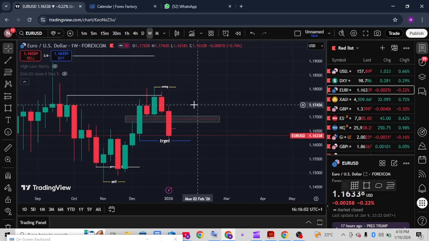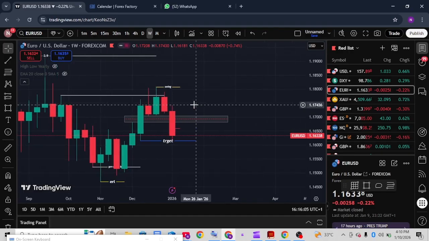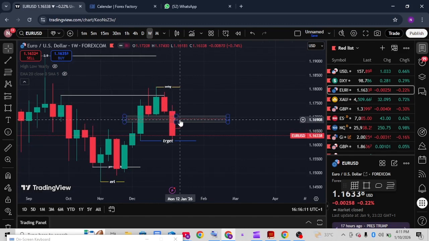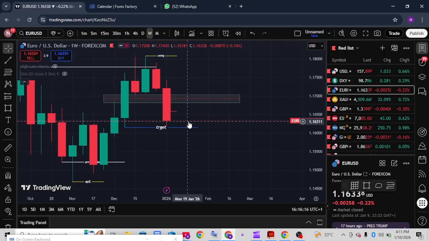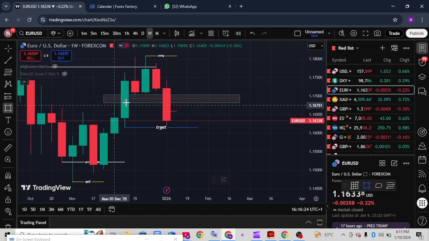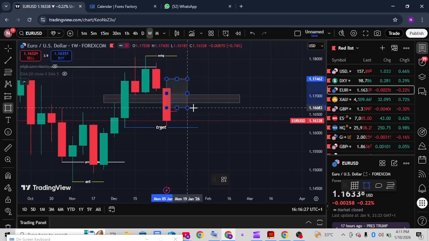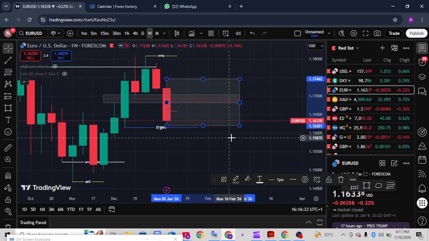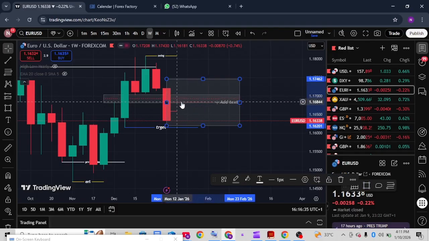So what am I expecting for next week? I'm expecting the price should come back up a little, either to test this fair value gap or to respect the 0.5 of this candle. I mark out the 0.5 of this candle. Look at it, it's also inside the fair value gap. I expect it to respect that level and move further down.